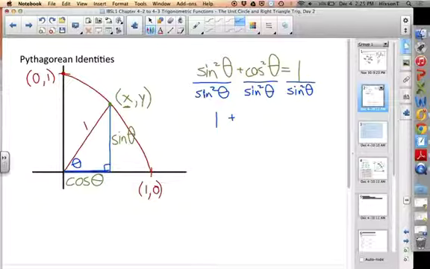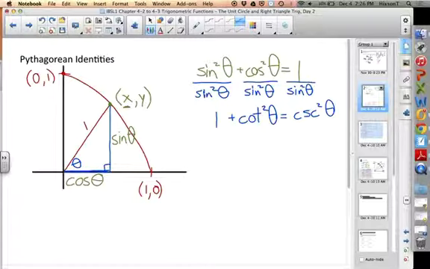Now, cosine over sine is cotangent. So cosine squared over sine squared would be cotangent squared. Good. And then 1 over sine squared would equal cosecant squared. Wait, why? Well, because 1 over sine is cosecant. So 1 over sine squared would be cosecant squared.